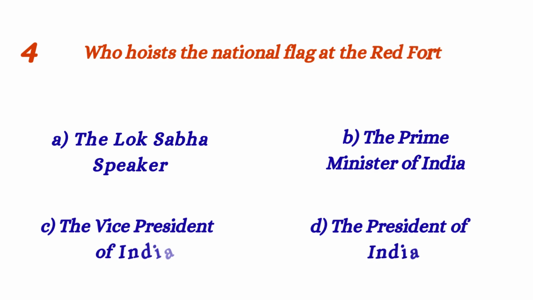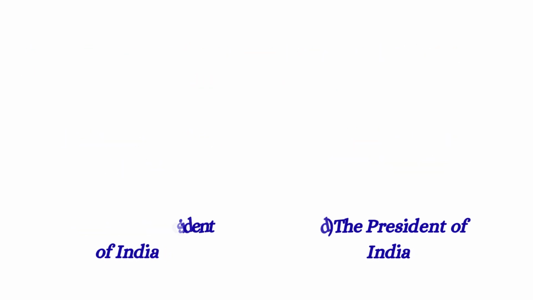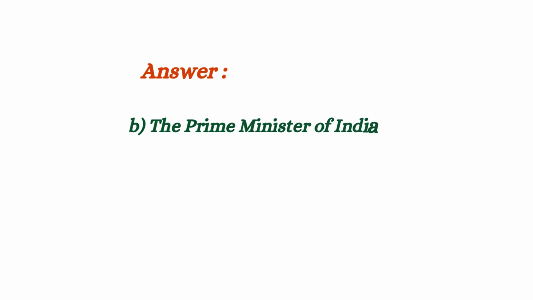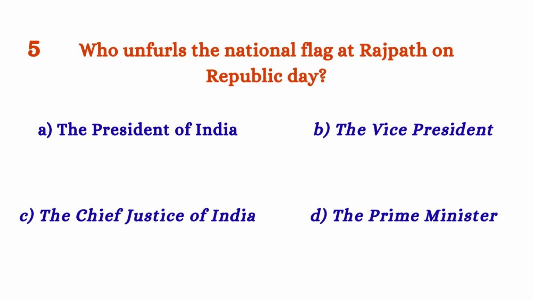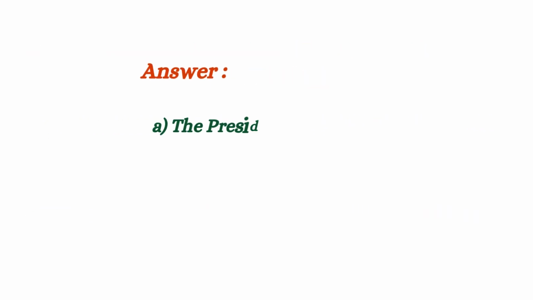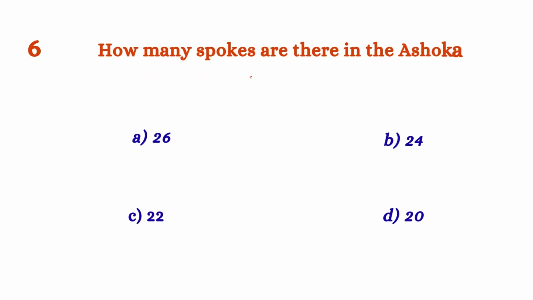Who hoists the national flag at the Red Fort on Independence Day? The Prime Minister of India. Who unfurls the national flag at Rajpath on Republic Day? The President of India. How many spokes are there in the Ashoka Chakra? 24.